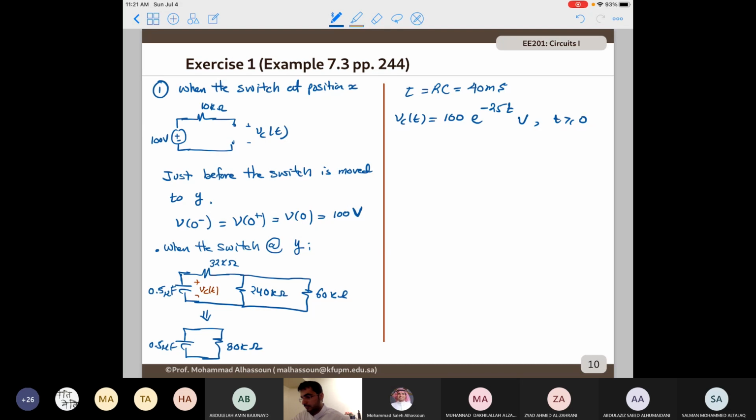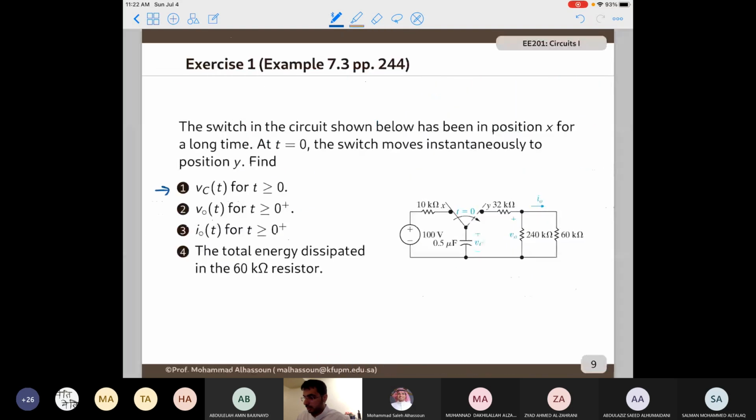Any questions? Okay, good. Right. The second part is asking us to find V naught. So what is V naught here? V naught is actually the voltage across the 240 and 60 kilo ohm. Can I find V naught based on the value of VC? What do you think, Shiva? Amar?